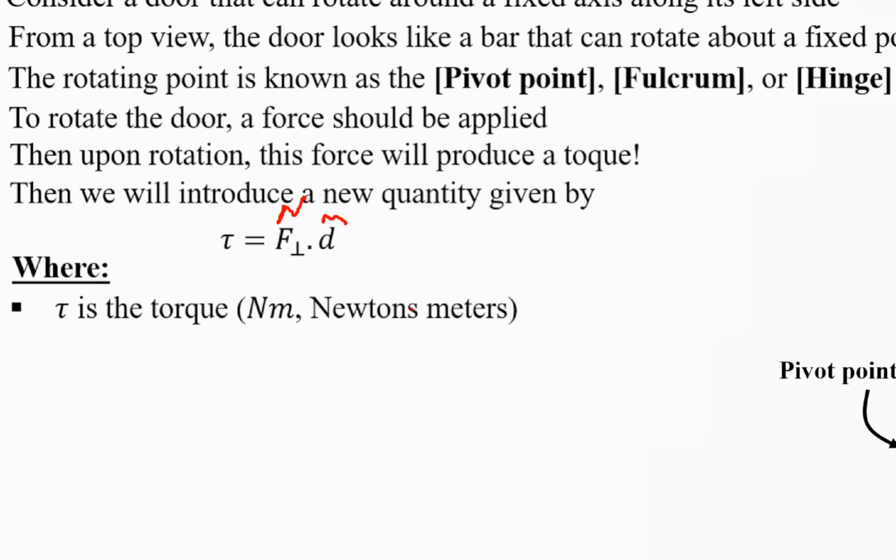Now here let me make a statement which is very important. This is not the first time we see a quantity measured in newton meters. The work, which is given by F multiplied by d, also has a dimension of a newton meter. However, it doesn't imply that if both quantities have the same unit, they are the same. This is work, this is torque.